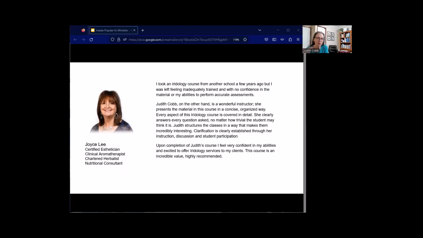"Judith Cobb, on the other hand, is a wonderful instructor. She presents the material in this course in a concise, organized way. Every aspect of this iridology course is covered in detail. She clearly answers every question asked, no matter how trivial a student may think it is. Judith structures the classes in a way that makes them incredibly interesting. Clarification is clearly established through her instruction, discussion, and student participation." And she goes on to say this course is an incredible value.